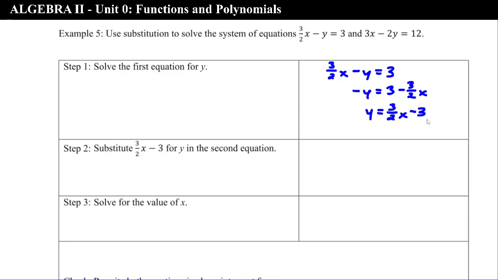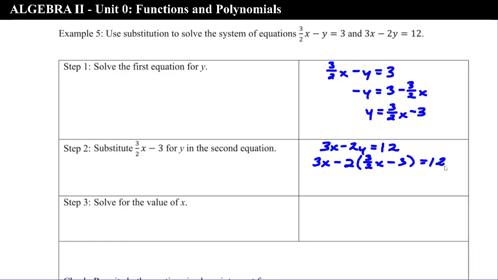Now we're going to substitute 3/2 x minus 3 in for y in our second equation. So our second equation is 3x minus 2y equals 12. So we are going to now take what we found for y and substitute it in. So we have 3x minus 2 times (3/2 x minus 3), and that's equal to 12. That's all we have to do for that step.